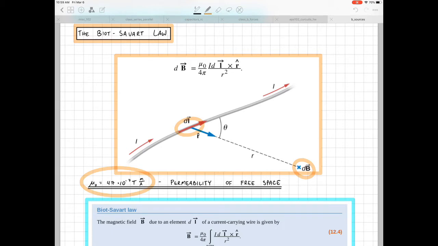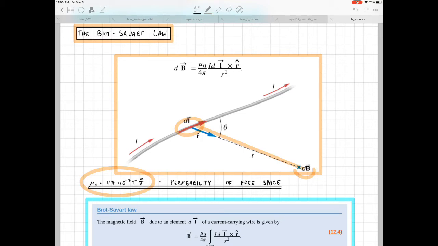It's a constant. I is the current. I here is the current in the wire. dl is this small chunk of the wire, and r is how far away we are. So we're trying to figure out the magnetic field at some location away from the wire, and so r is the distance we are from the wire with that little chunk dl.